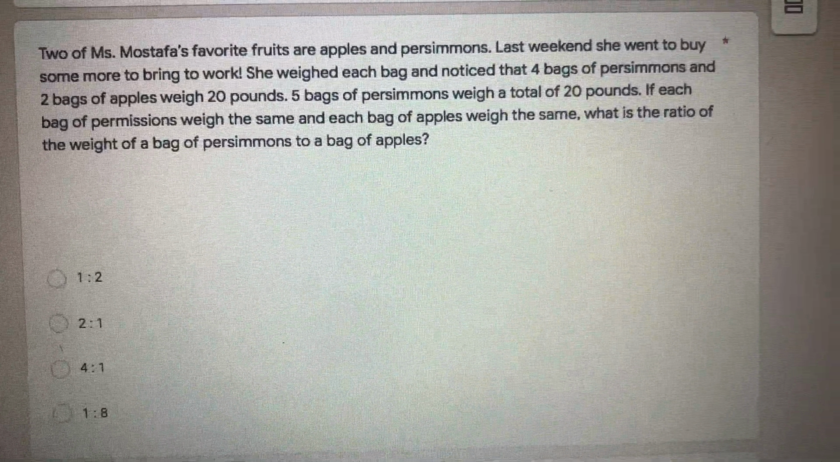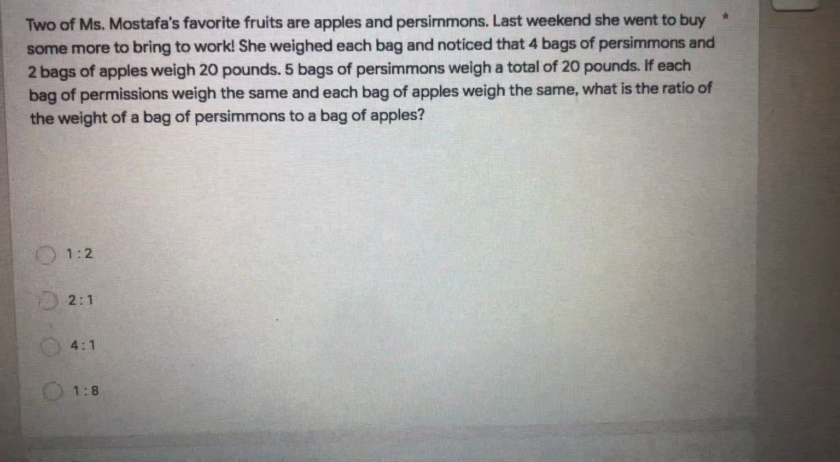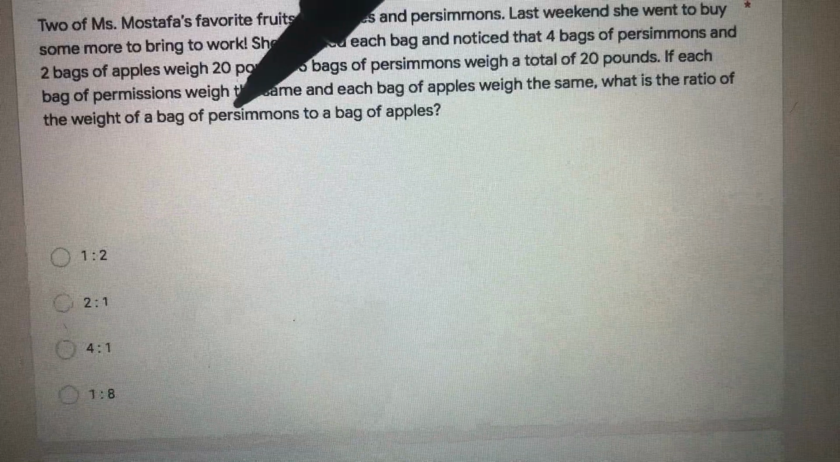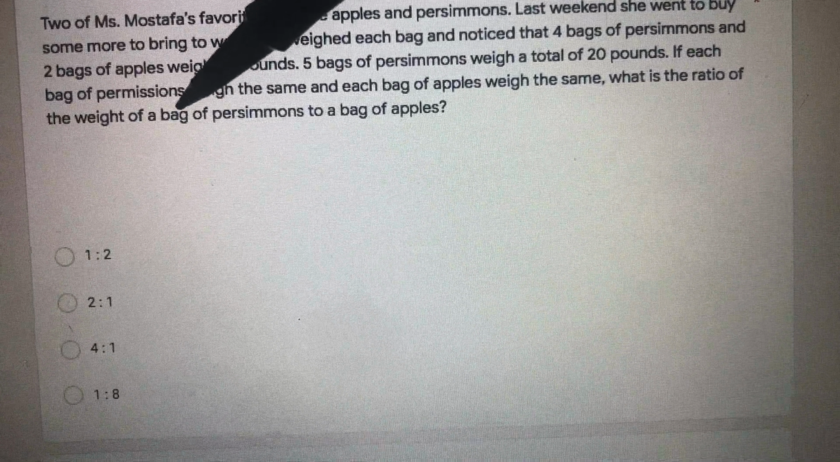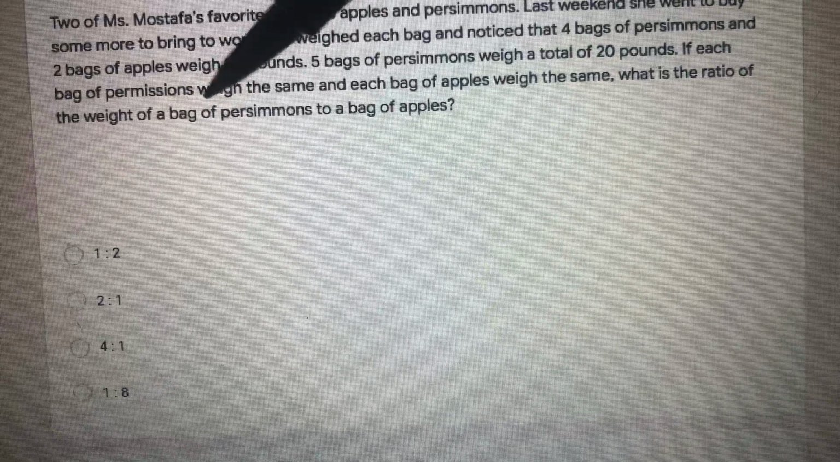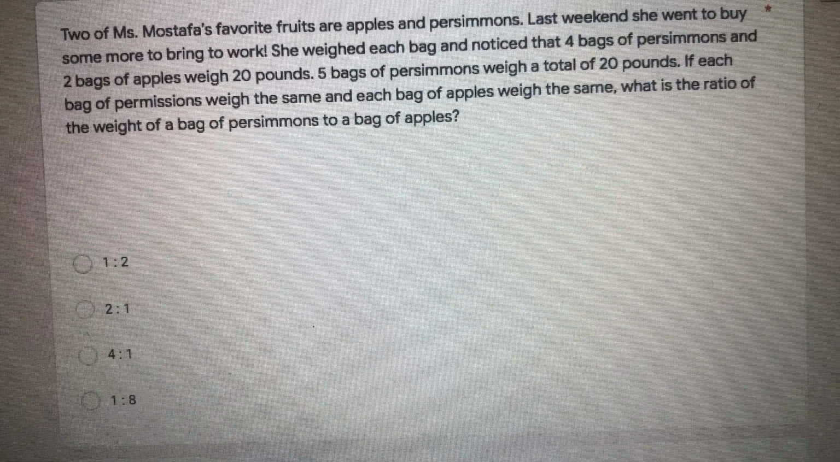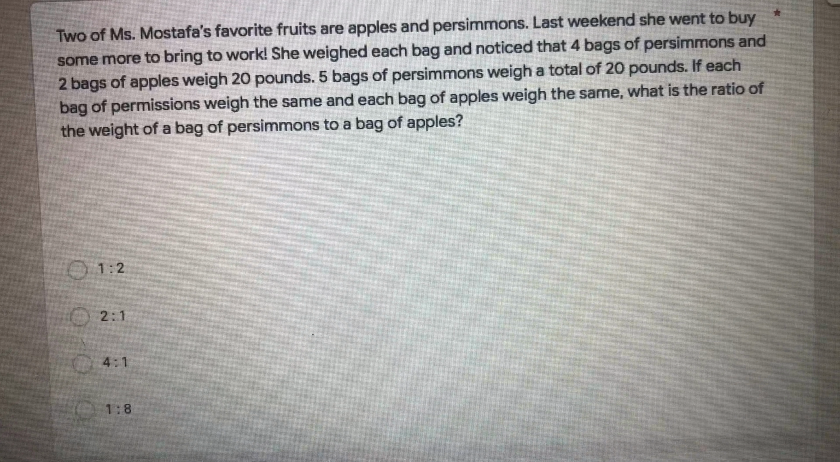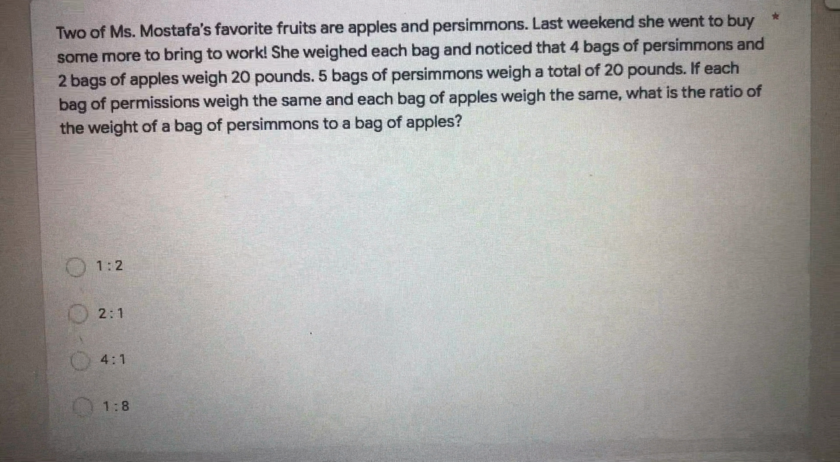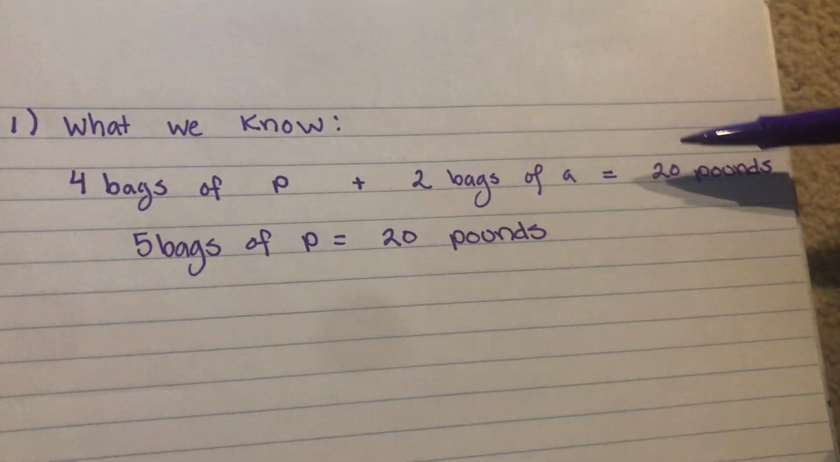So the first thing that we need to do is understand that here we have to find the weight of 1 bag of persimmons, because this is singular, this says a bag, to a bag of apples. So what's the weight of 1 bag of persimmons and the weight of 1 bag of apples? So the first thing I want you guys to do is write down what we know.